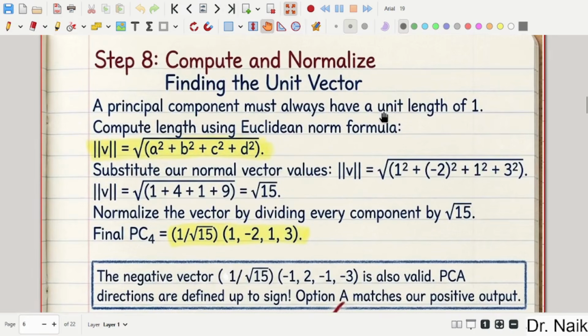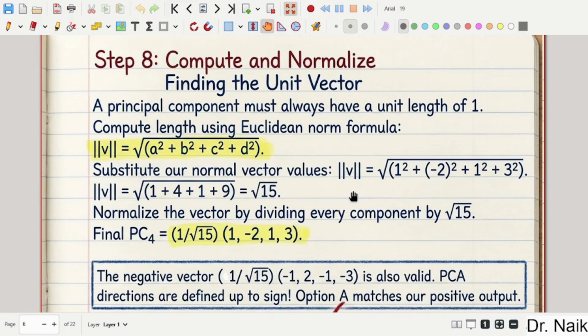A principal component must always have a unit length of 1. Compute the length using the Euclidean norm formula. Norm of V is equal to the square root of a squared plus b squared plus c squared plus d squared. Now substitute our normal vector values. So norm of V is equal to the square root of 1 squared plus minus 2 squared plus 1 squared plus 3 squared. So after computing, norm of V is square root of 15.